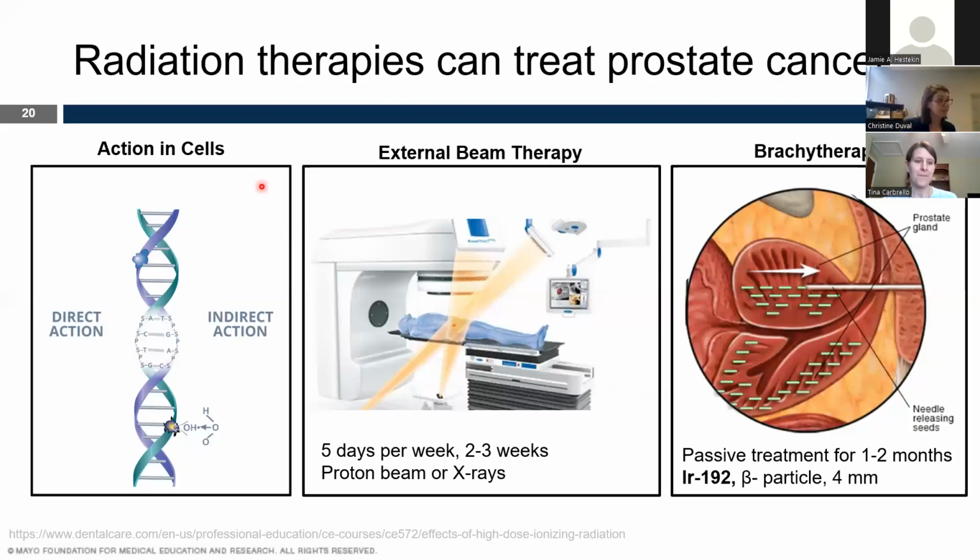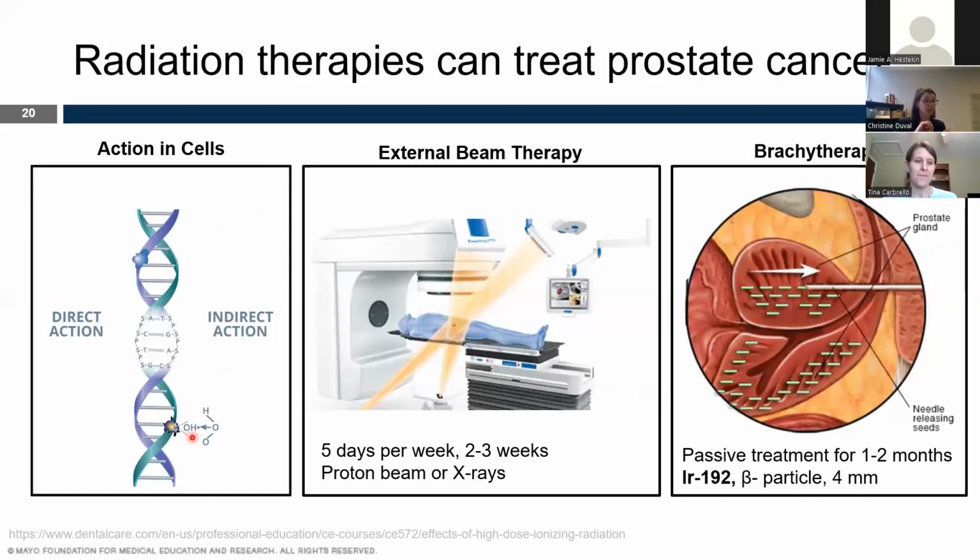So the way that happens is the ionizing radiation enters the cell. And our cells are primarily made of water. So what ends up happening is most of the time we have something called indirect action. That alpha, beta, or gamma will ionize the water and it will create these reactive radical species. Those reactive radicals will go and attack the DNA in the cell.